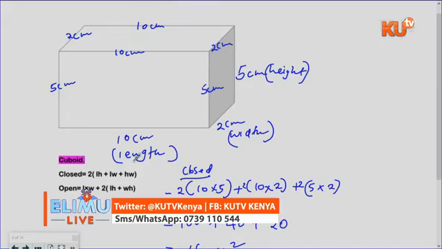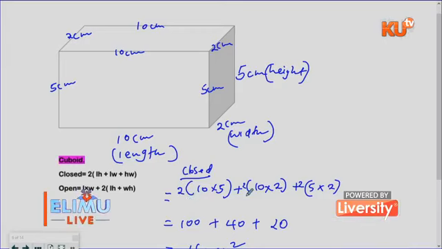So we have 10 and 5. We multiply 10 times 5, and because there is also another one on the other side, you multiply by 2. Plus, again, we have the measurement, that is the bottom part, 10 by 2. So the top part is also 10 by 2. So you take 10 times 2, then you multiply by 2, because there is also another one on the other side.